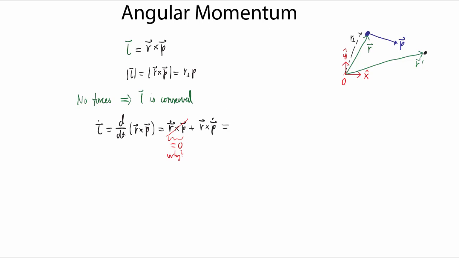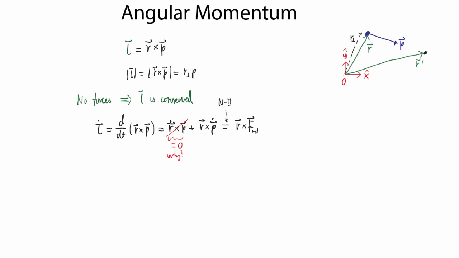Now by Newton's second law, p dot is the force. So this is r cross the net force that acts on this particle. And then we can see from this directly that, of course, if there is no net force acting on the particle, then L dot is 0, so that means that L should be conserved.